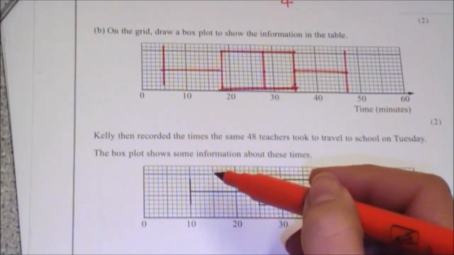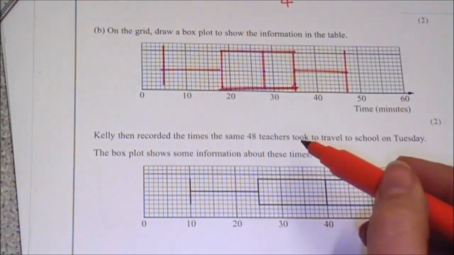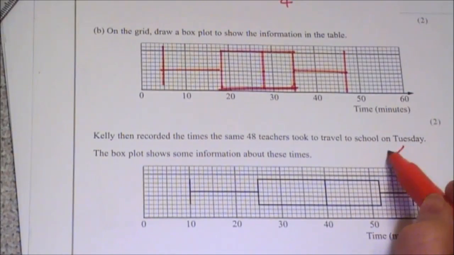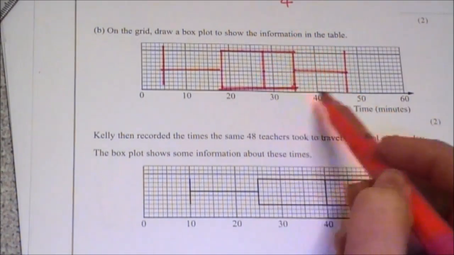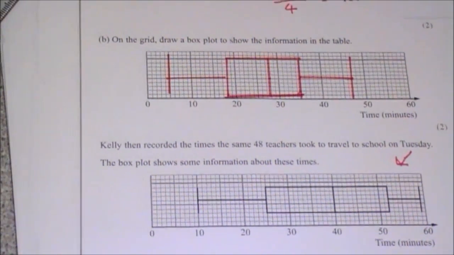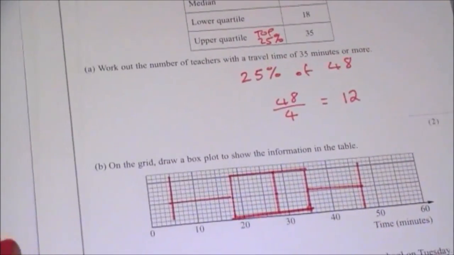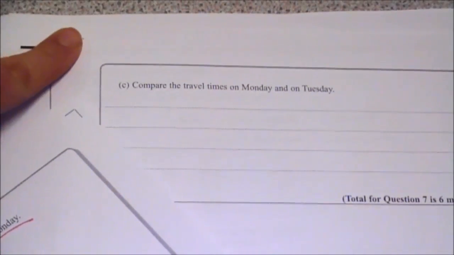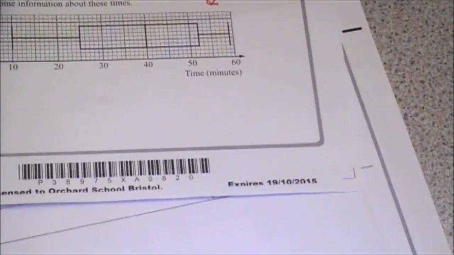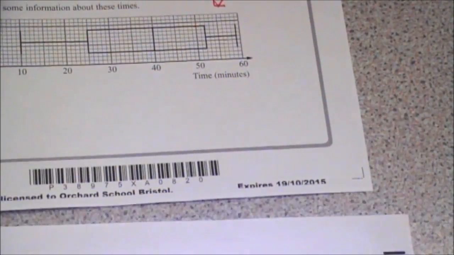Okay, so the next question says Kelly then recorded the times the same 48 teachers took to travel to school on Tuesday. So this now is about Tuesday. That, remember, was Monday. The box plot shows some information about these times. Part C wants you to compare the travel times on Monday to Tuesday.